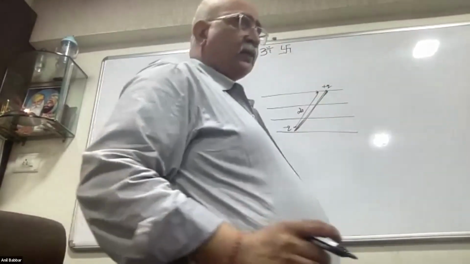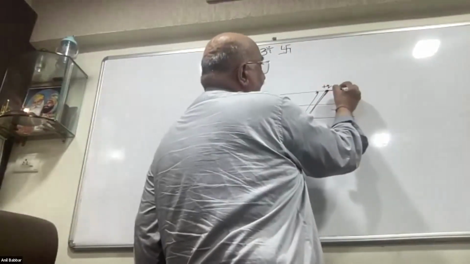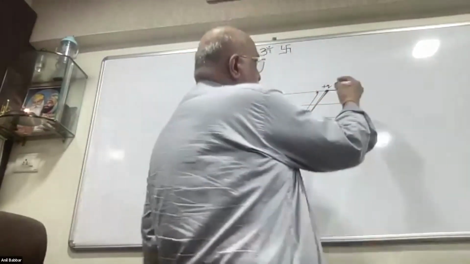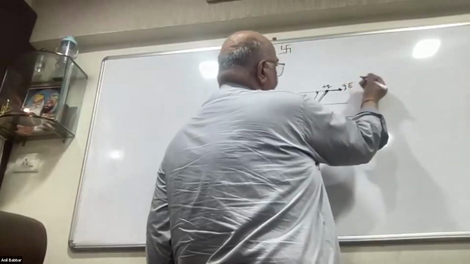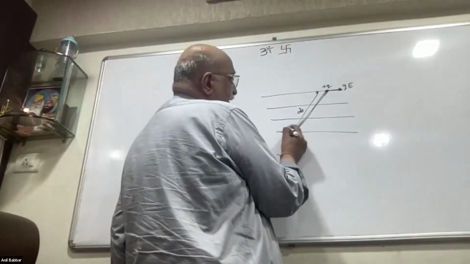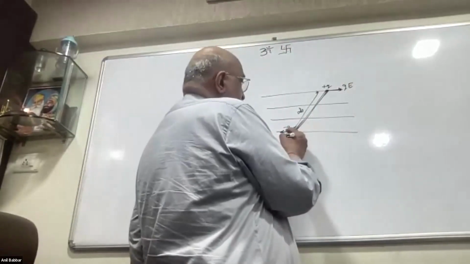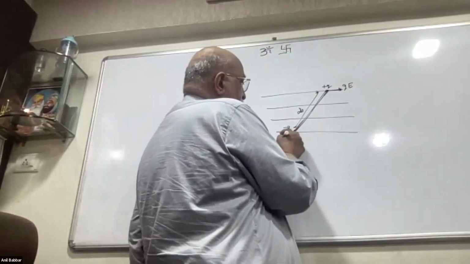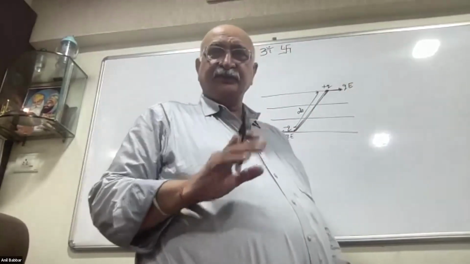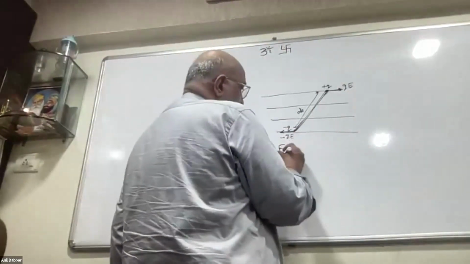Now, this is a positive charge, so the electric force due to this will be in this direction. This is the electric field. So this electric force is qE. Here it is a negative charge, so the force will be in this opposite direction, because a negative charge moves away from it. So this is minus qE.